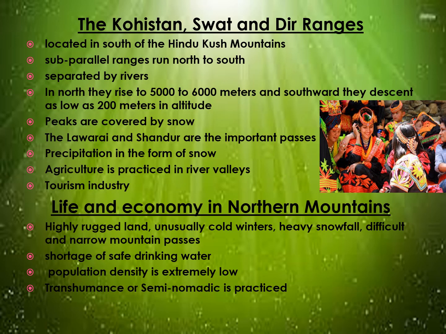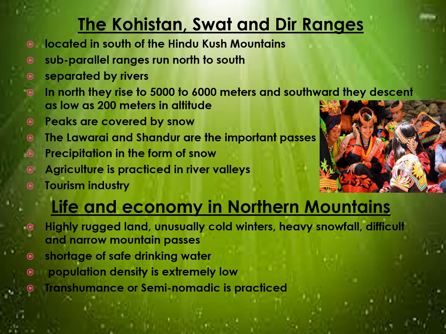Now, if we talk about the Kohistan, Swat, and Dir ranges, they are located south of the Hindukush mountains. They are sub-parallel ranges that run north to south. These mountains are separated by rivers, and the Kohistan mountains lie between the Indus and Swat rivers, and the Swat mountains between the Swat and Panjkora rivers. The Dir mountains are between the Panjkora and Kunar rivers.